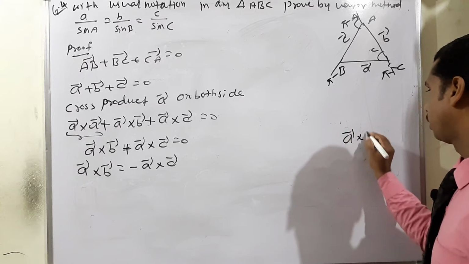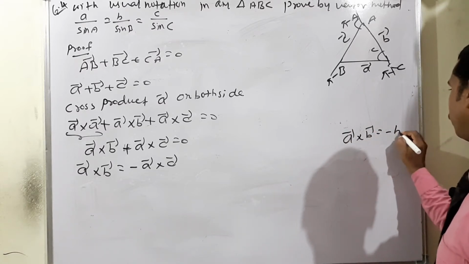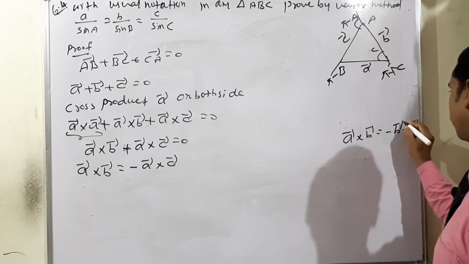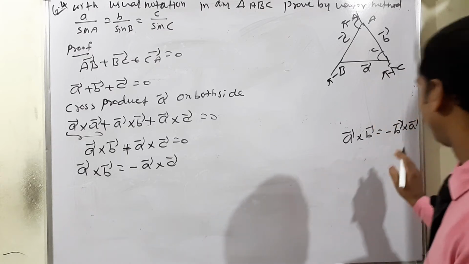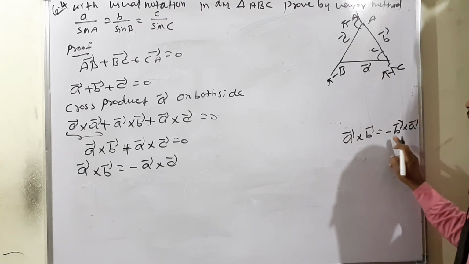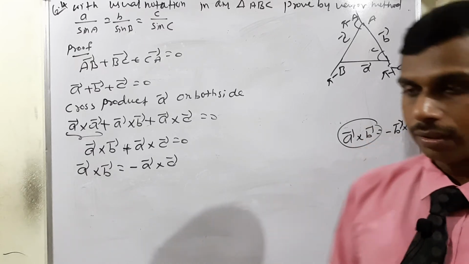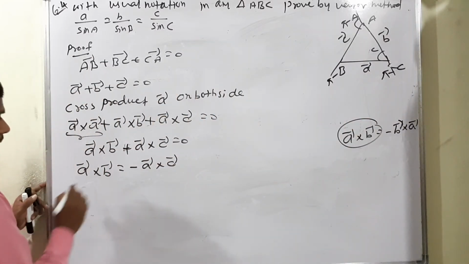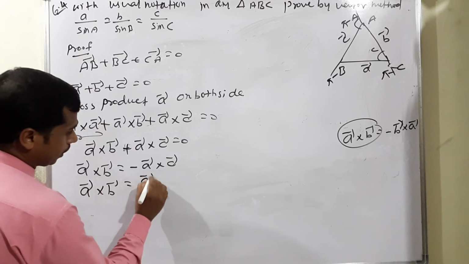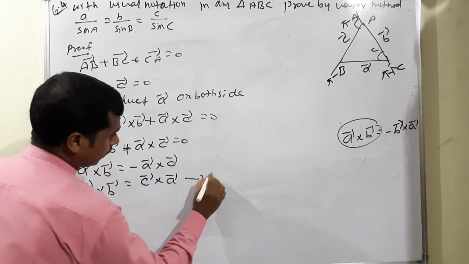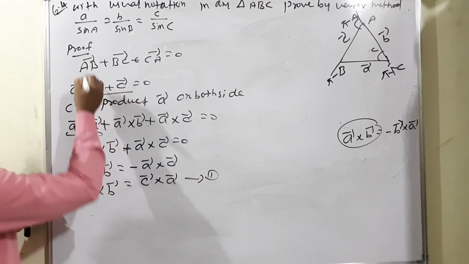So already we know a vector cross b vector is equal to minus of b vector cross a vector. If we interchange, a negative sign will come. Therefore, taking the reverse order, minus c vector cross a vector means it will be equal to a vector cross b vector. Therefore, here we can apply: a vector cross b vector is equal to c vector cross a vector. This is considered equation number 1. The same concept, okay.